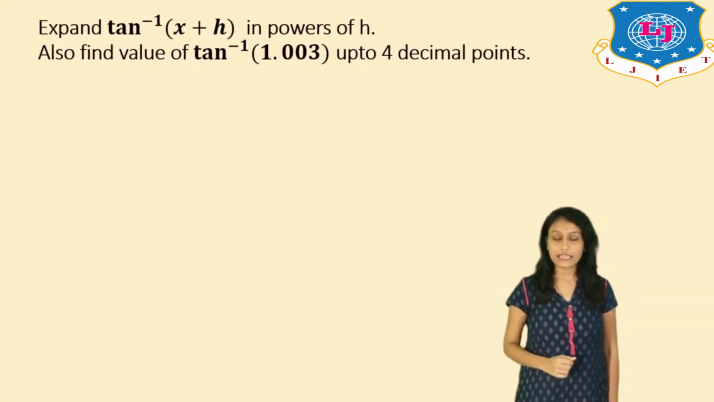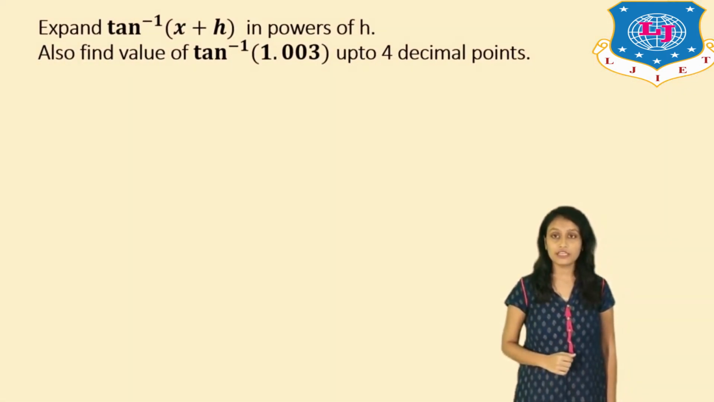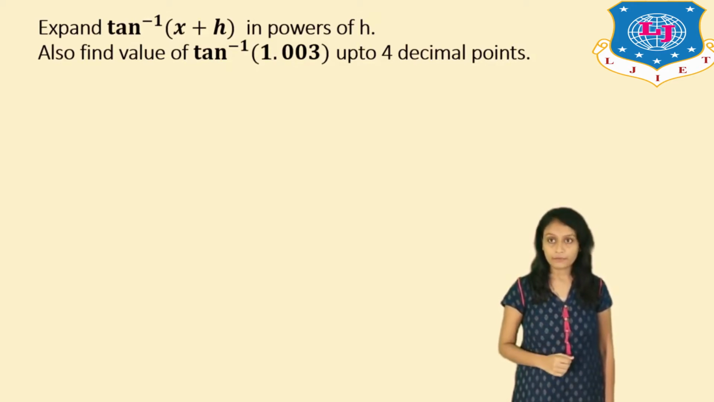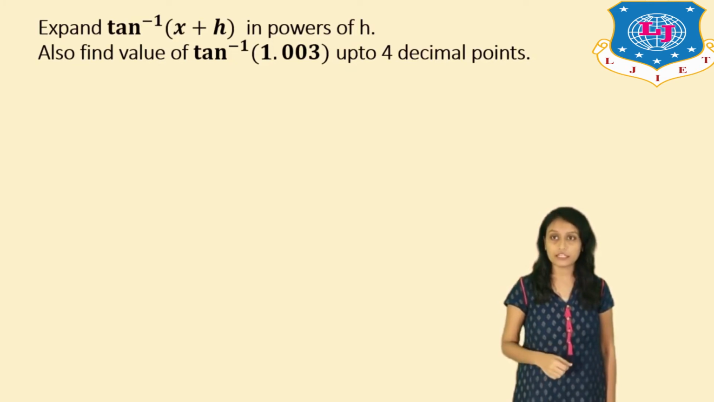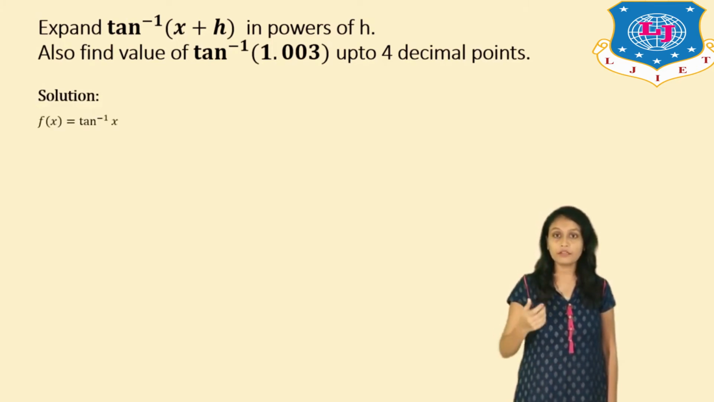First example is expand tan inverse of x plus h in powers of h. Also find the value of tan inverse 1.003 up to 4 decimal points. So in this example we have to expand tan inverse of x plus h, that is f of x plus h in powers of h. So we'll use that formula. So from here f of x will be what? Tan inverse x. In the question we have f of x plus h. So from that you will get f of x as tan inverse x.